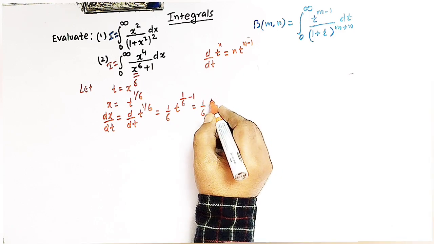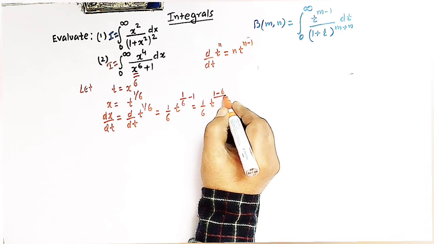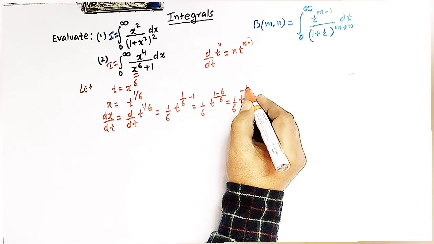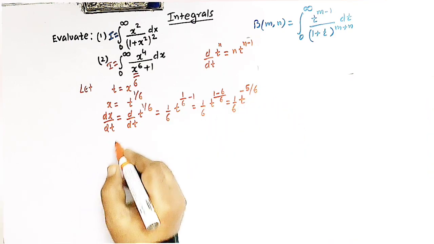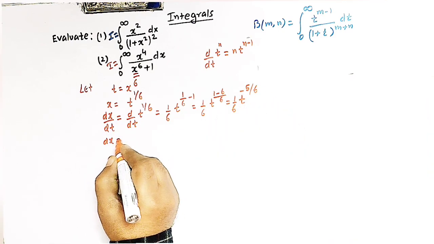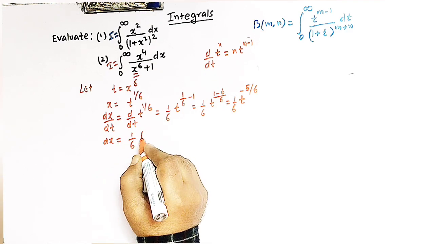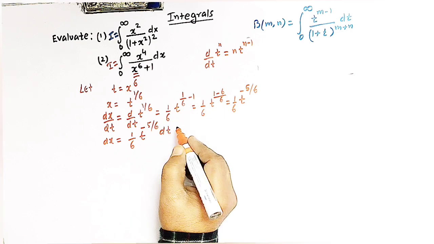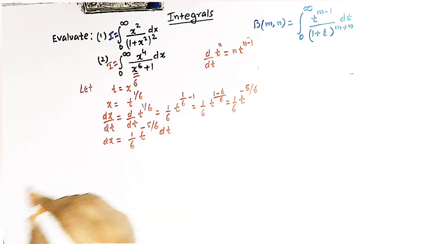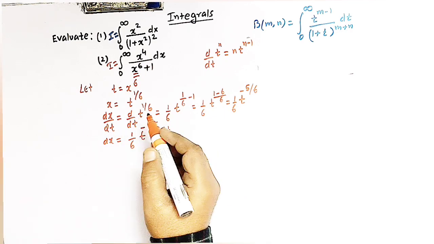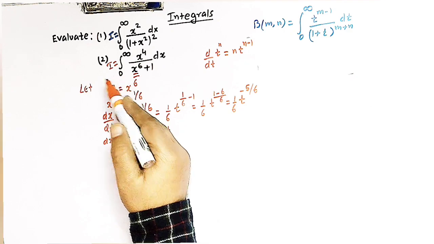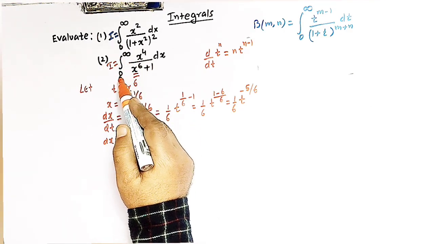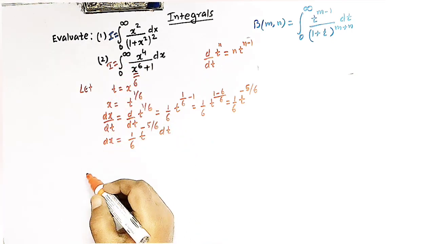That is 1 over 6 t raised to 1 minus 6 over 6, that is 1 over 6 t raised to minus 5 over 6. So now we can write dx is equal to 1 over 6 t raised to minus 5 over 6 dt, right? Okay, so now let us change the limits accordingly. Here x varies from 0 to infinity. The lower limit is 0, the upper limit is infinity, right?